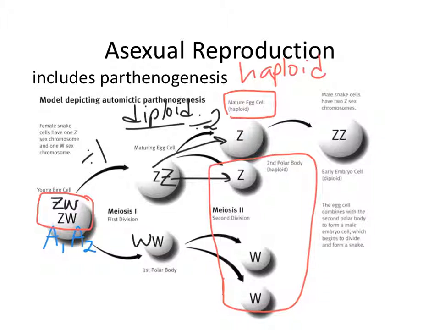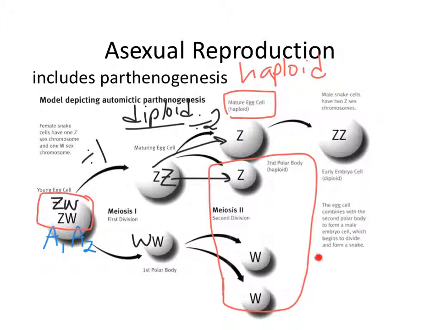Parthenogenesis, what happens? It's a diploid individual that makes haploid gametes. How do you make a diploid individual from just one parent? It replicates itself. So what does it say happens up here?